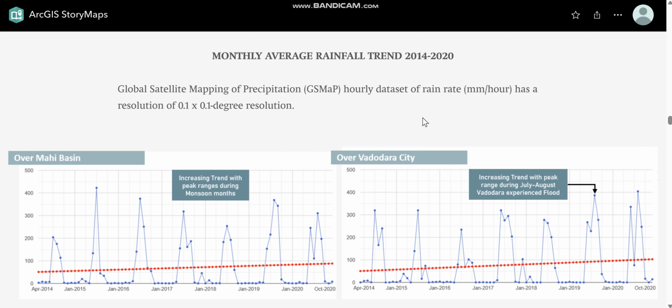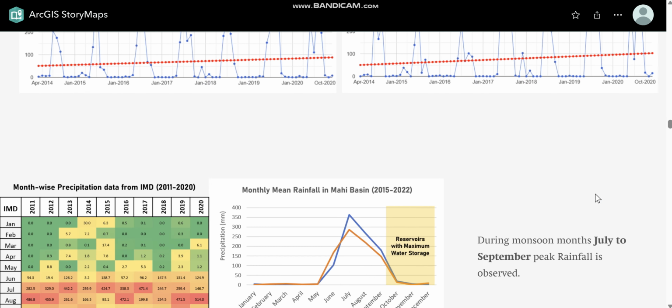The monthly average rainfall trend from 2014 to 2020 is computed using the Global Satellite Mapping of Precipitation dataset, which is an hourly dataset. We can observe that in the Mahi Basin the trend is increasing, and the peak ranges mostly during the monsoon periods. For Vadodara city, it can be seen that in 2019 it faced a flooding issue, with the highest rainfall during July and August.